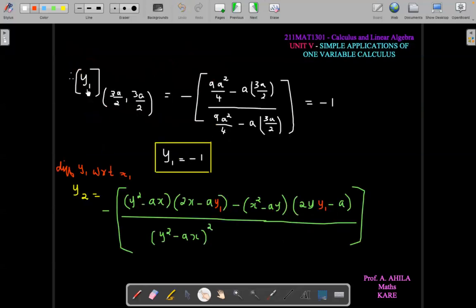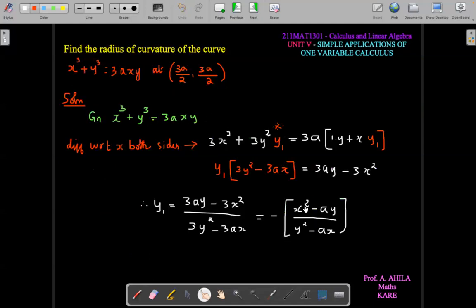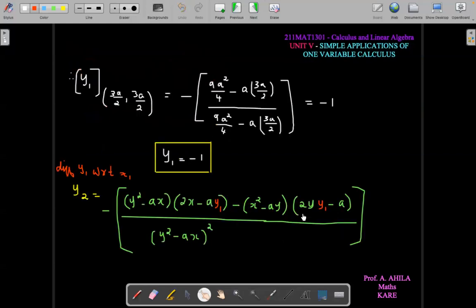Now we need to find the y1 value at the given point (3a by 2, 3a by 2). So substitute x equal to 3a by 2 as well as y equal to 3a by 2. Our function is x square. So 3a by 2 the whole square is 9a square by 4. And for ay, a into 3a by 2. Similarly, in the denominator also 9a square by 4 minus a into 3a by 2. See, the numerator and denominator are same, so we can cancel both. So minus 1. We are getting y1 at the given point as minus 1.